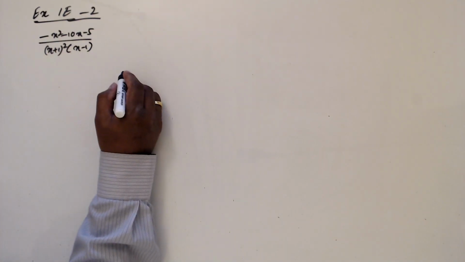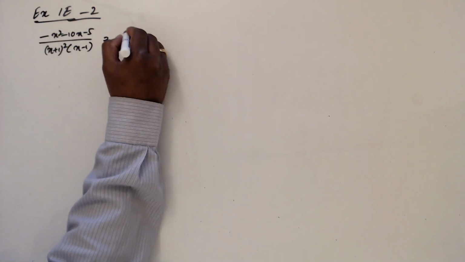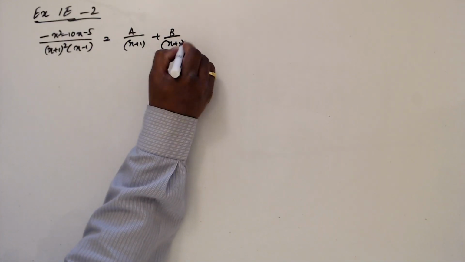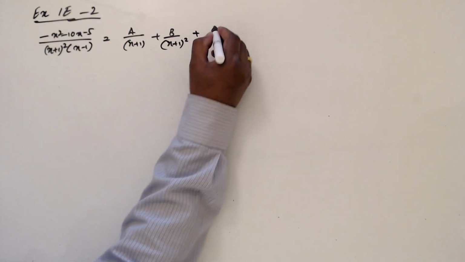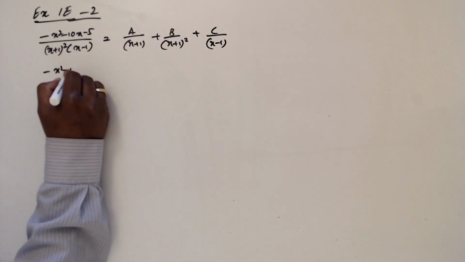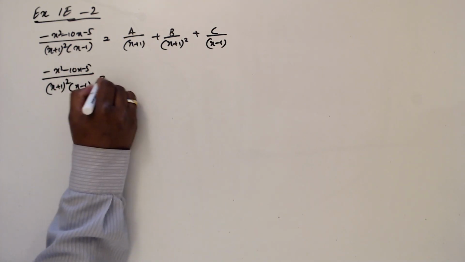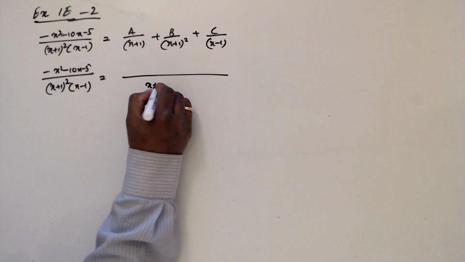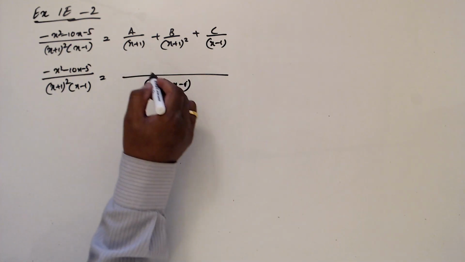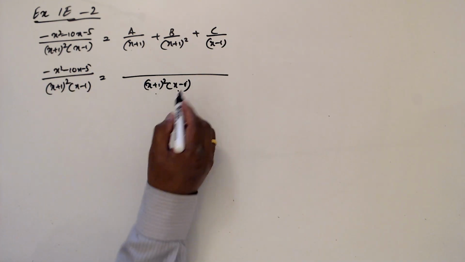Question number 2. So we can see that this is a proper fraction and there is a repeated root, so A over x plus 1, plus B over x plus 1 squared, plus C over x minus 1. Now minus x squared minus x minus 5 over x plus 1 squared times x minus 1 equals, so this is going to be the common factor. And how many x plus 1s go into this one, x plus 1 squared minus x minus 1.